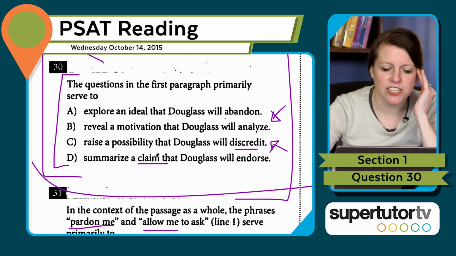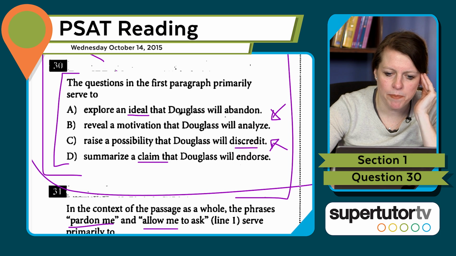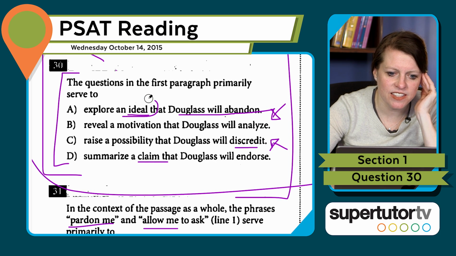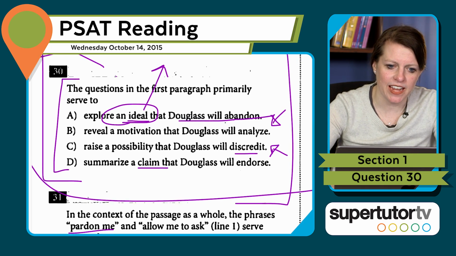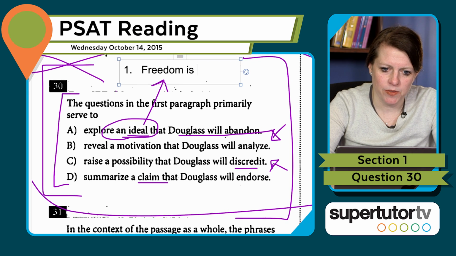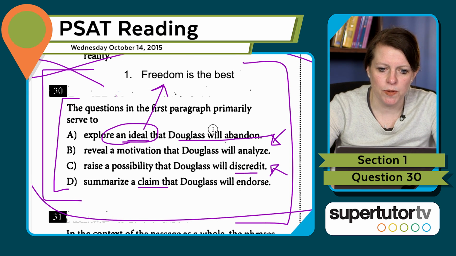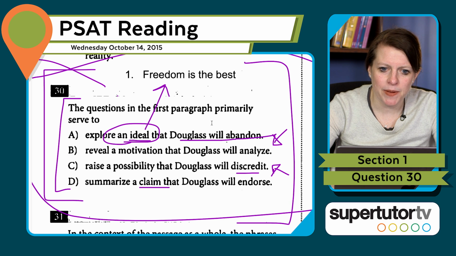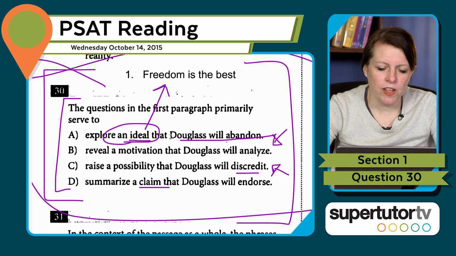So now I'm going to isolate each answer choice here. Explore an ideal that Douglass will abandon. So what is an ideal? An ideal is, this is the way that I think everything should be. So explore an ideal, like freedom. Freedom is the best, right? Do you see how I'm doing this? I'm translating, I'm isolating this. I'm not thinking about the passage for a second. Douglass will abandon. So is he saying freedom is the best, and then he's saying, never mind, freedom's not the best? That's kind of weird.